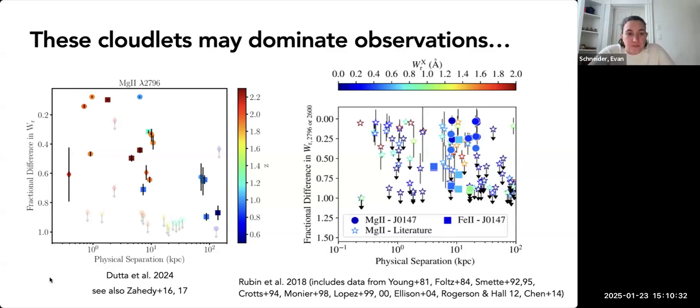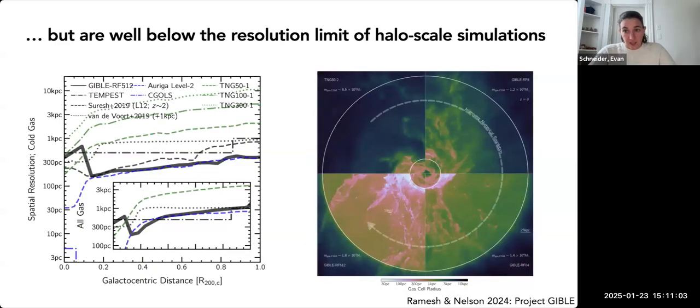So these are just equivalent width distributions here, but as a function of physical separation between sightlines. And the point being that for many of these quasar sightline studies where we're looking at equivalent widths, we may be dominated by the small scale cloud structure in these observations, even if that small scale structure is being seeded by larger, more massive clouds. And of course, unfortunately, the size scale of those structures could be well below the resolution limit of even the best halo scale simulations.